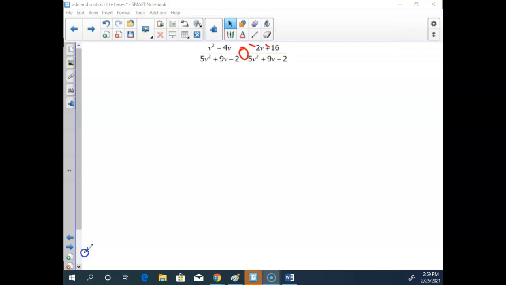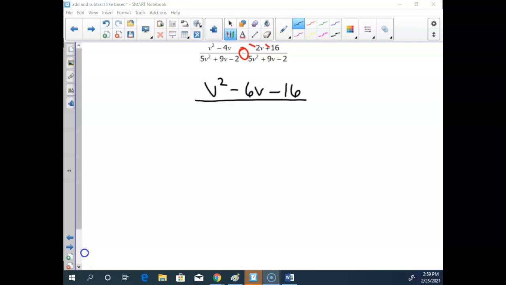So I've got v squared, and there's no other like term, so v squared minus 4v minus 2v. So that is a minus 6v, and then I've got a minus 16. Okay, so on the bottom I've got 5v squared plus 9v minus 2. There's nothing I can factor out of those immediately, so I'm just going to rewrite it at this point. Plus 9v minus 2.